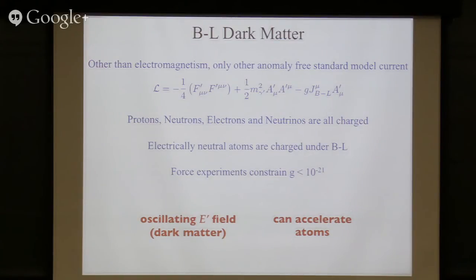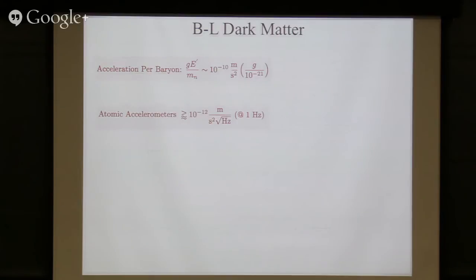Okay. So a very reasonable thing to calculate is the acceleration per baryon. How much do you accelerate per baryon? What you find is that the acceleration is about 10^-10 meters per second squared. A current atomic accelerometer can already measure at much below that, about 10^-12 meters per second squared. Of course, that depends on the frequency where you are, things like that.